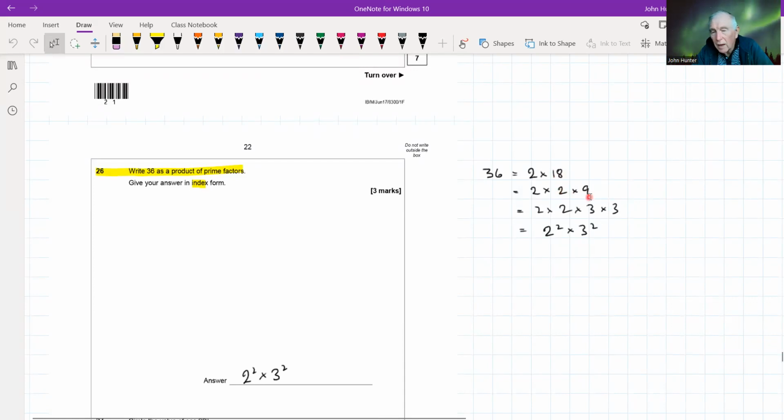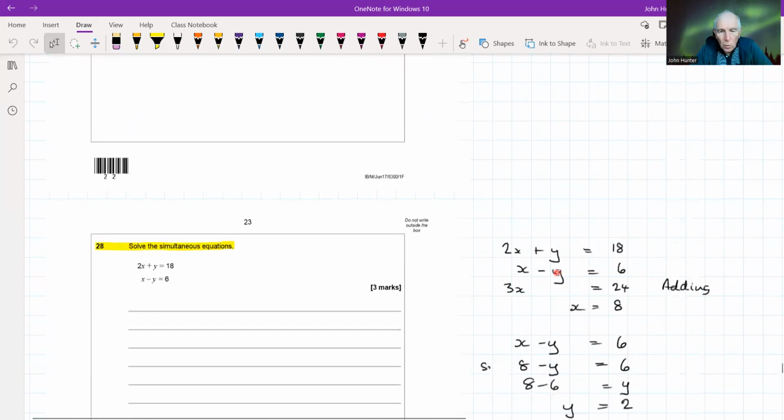And then we look at the 9 and say, will 2 divide into that? No, it won't. Will 3 divide into it? Yes, it will. And 9 is, in fact, 3 times 3. Now, some got prime number here, so we've finished that process, and we can see that we've got 2 2s and 3 3s in this product, so it's 2 squared times 3 squared. So that is 36 expressed as a product of prime factors in index form.